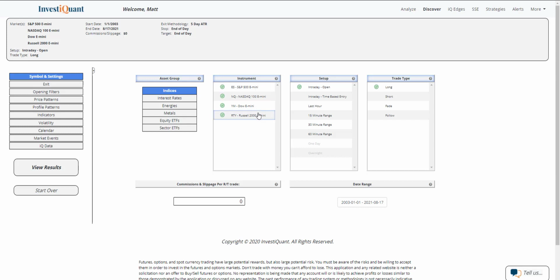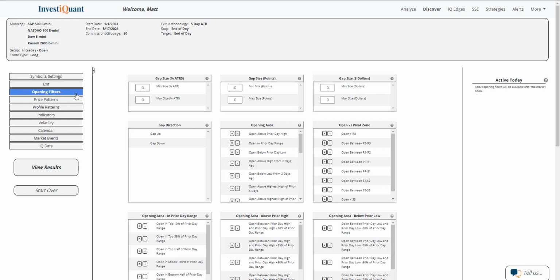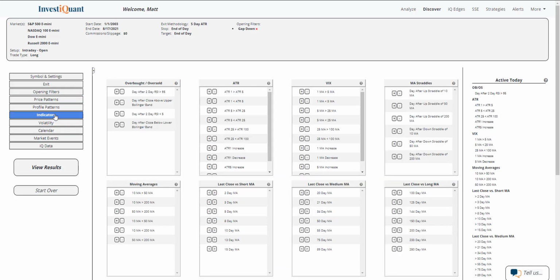So I've got all four instruments selected. The setup's based upon entering the market long at the open of regular trading hours, which is 9:30 a.m. Eastern time, and exiting at 4:15 p.m. Eastern time. Now, currently, we are trading lower, and I'm going to add that to the study by going to the opening filters, gap direction, and clicking gap down. Next, I'm going to put us in a bull market environment. We are above a 10 and 200-day simple moving average with yesterday's strong close.